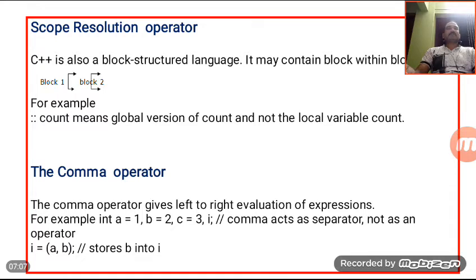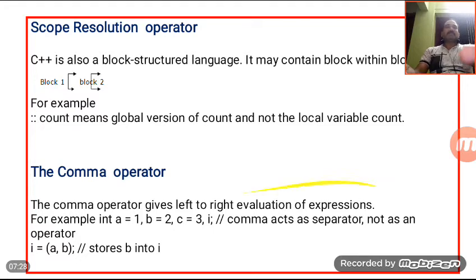In the second example, i = (a, b). In this example, store b into i. In both statements, first assign the value of a to i and then assign the value of b to variable i. So at the end, variable i will contain the value 2.